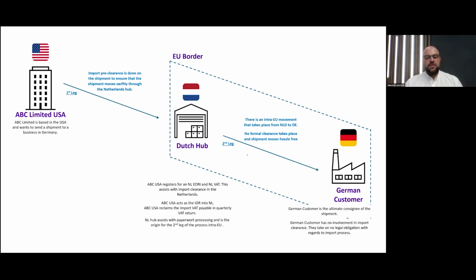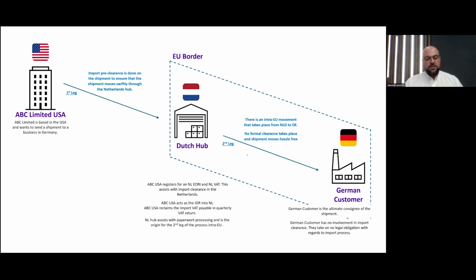So just to summarize, what we've been able to achieve here for ABC Limited is that ABC Limited ships their goods from the US to a hub in the Netherlands. Before the goods even leave the US, import clearance is done, so that when those goods arrive in the Netherlands, they move swiftly through the Dutch hub with no border drama or clearance issues. This has also allowed them to mitigate any delays or returns at clearance. ABC acts as the importer of record into the Netherlands using their own EORI and their own VAT registration. Import VAT is paid and they then reclaim it in their next quarterly filing. So there's no long-term cash tie-up from a cash flow perspective.